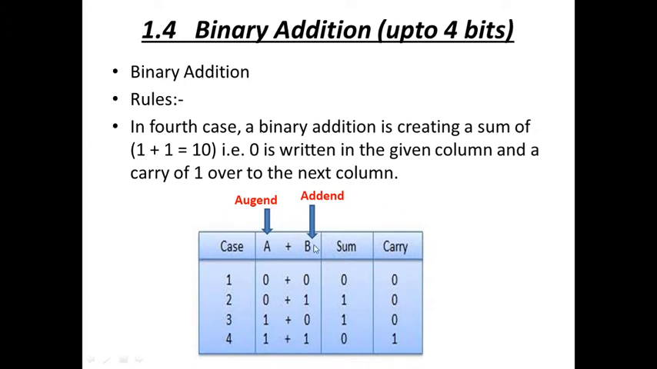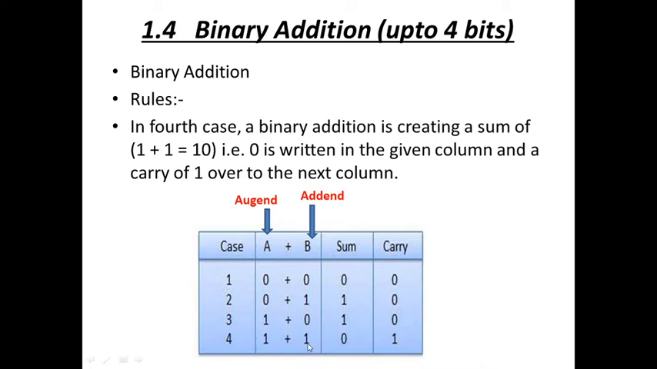If you have 2 variables, that is A and B, the number of combinations possible is 2 raised to 2. If there are 3 variables, then 2 raised to 3, that is 8 combinations. So here, what are the combinations? 0 0, 0 1, 1 0, 1 1. Now, the rules are: 0 plus 0 is sum 0, carry 0. Then 0 plus 1 is 1, carry 0. 1 plus 0 is 1, carry 0. Only in the last case, 1 plus 1 is 0, carry 1.